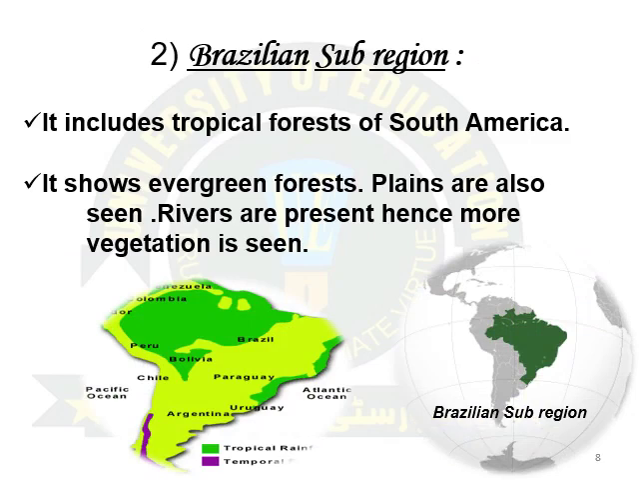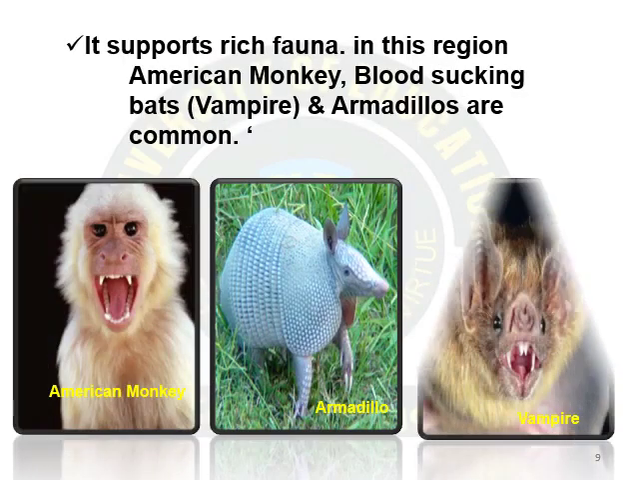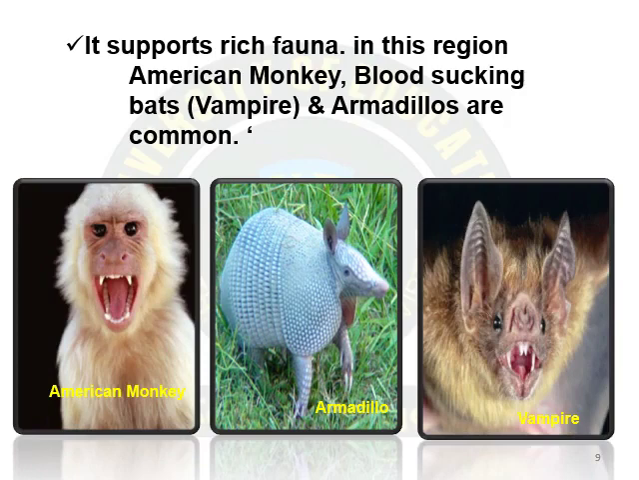The second main region is the Brazilian subregion. It includes tropical forests of South America. It shows evergreen forests. Plains are also seen, rivers are present, hence more vegetation is seen. This area is very rich in fauna. Peculiar animals over here include American monkeys, blood-sucking bats, which are also known as the vampires, and armadillos are also common.